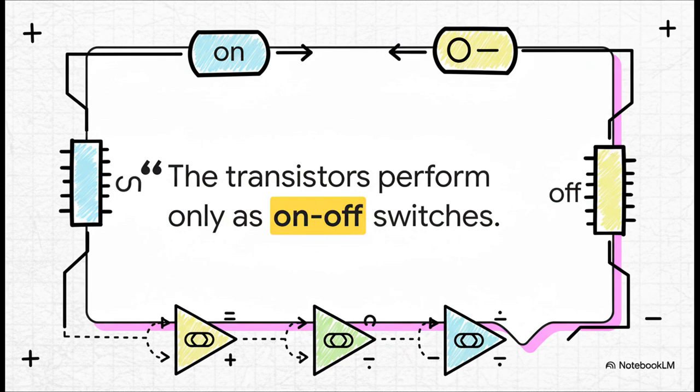This quote from our source material just sums it up perfectly. At this level of abstraction, we ignore all the complex physics. We don't care about voltage curves or electron mobility, none of that stuff. All we care about is one simple question. Is the switch open or is it closed?